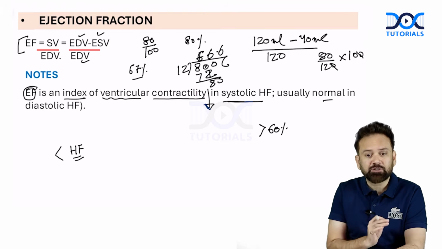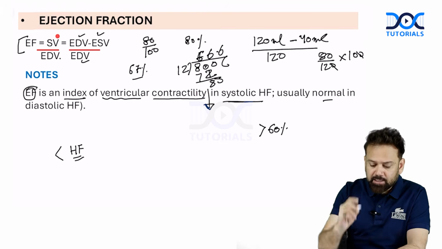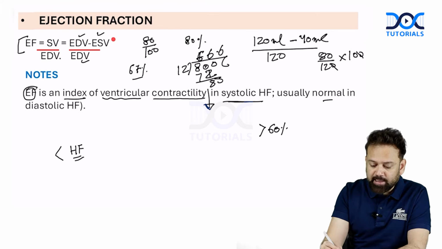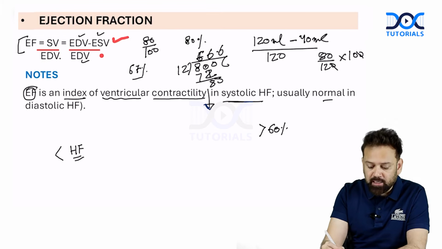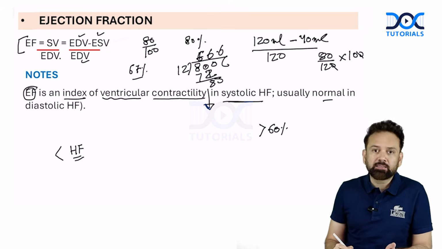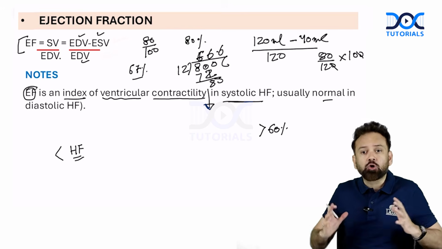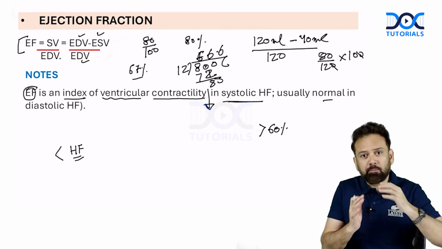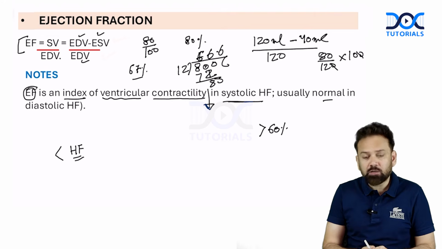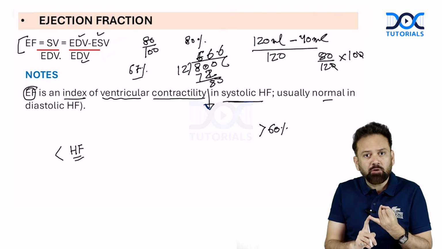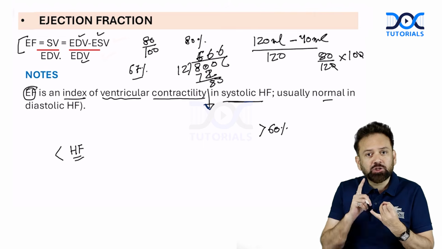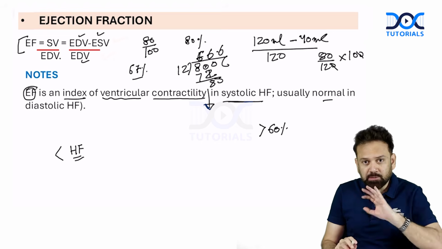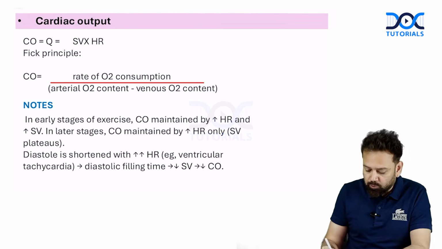So once again, ejection fraction is equal to stroke volume upon end diastolic volume. Stroke volume is end diastolic volume minus end systolic volume, so ejection fraction is simply an index of ventricular contractility. You are comparing how much has gone out of how much was there. This comparison is actually the index of ventricular contractility. So I hope end diastolic volume, end systolic volume, stroke volume, preload, and now ejection fraction, these terms are clear for you. Now cardiac output.